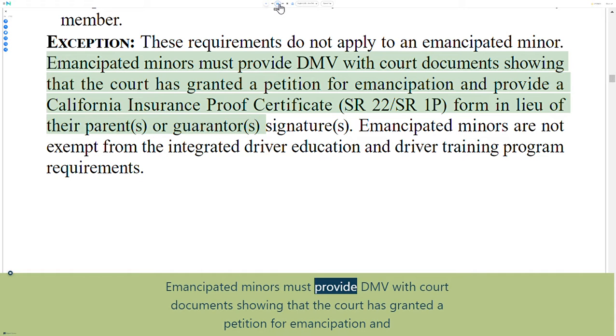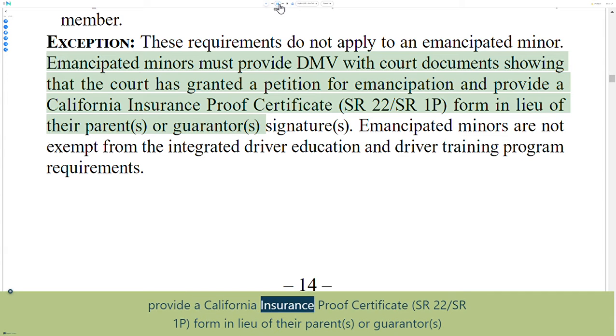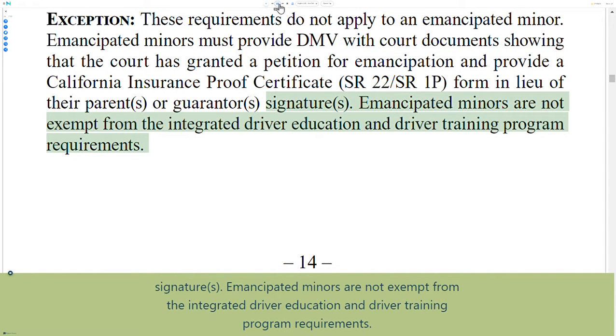Emancipated minors must provide DMV with court documents showing that the court has granted a petition for emancipation, and provide a California Insurance Proof Certificate, SR22/SR1P, form in lieu of their parents' or guarantors' signatures. Emancipated minors are not exempt from the integrated driver education and driver training program requirements.